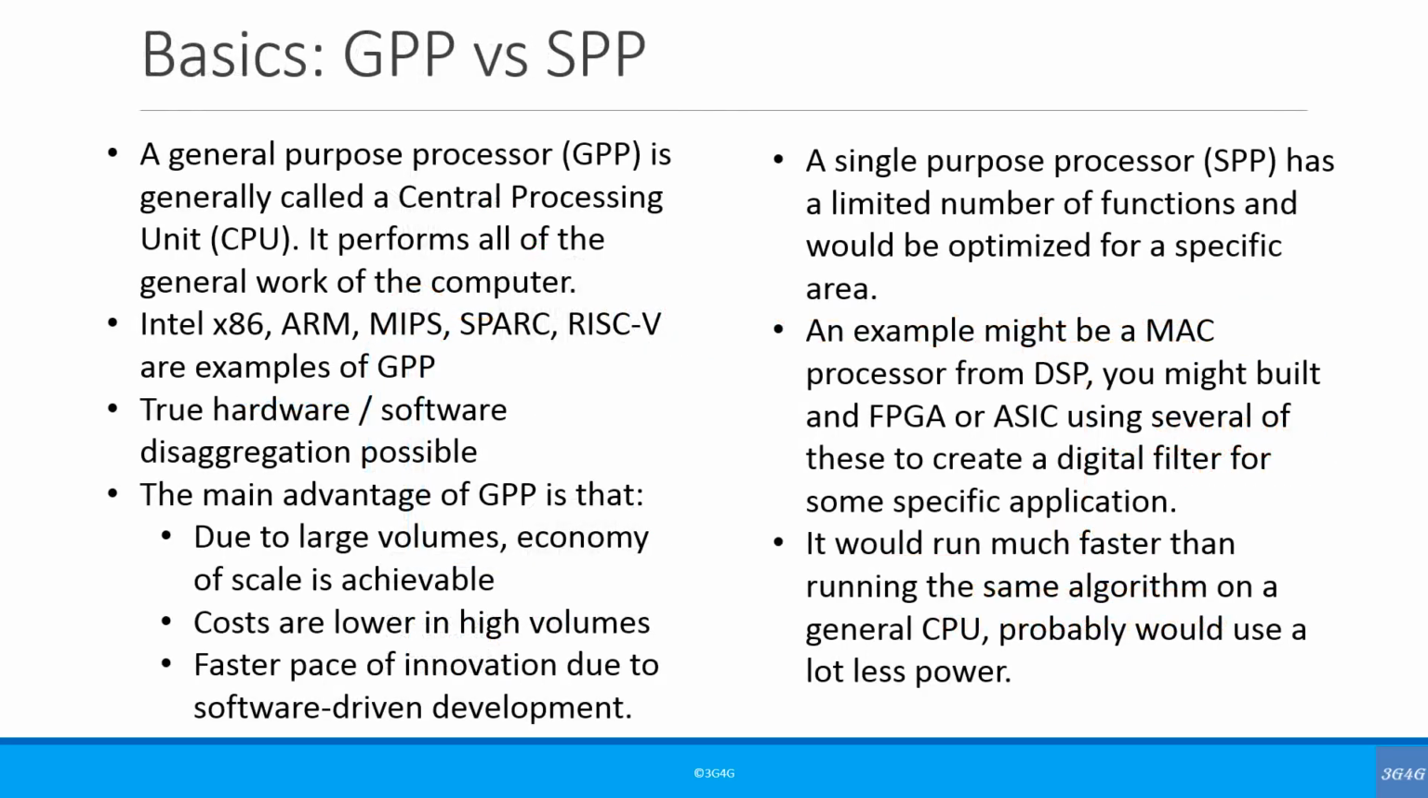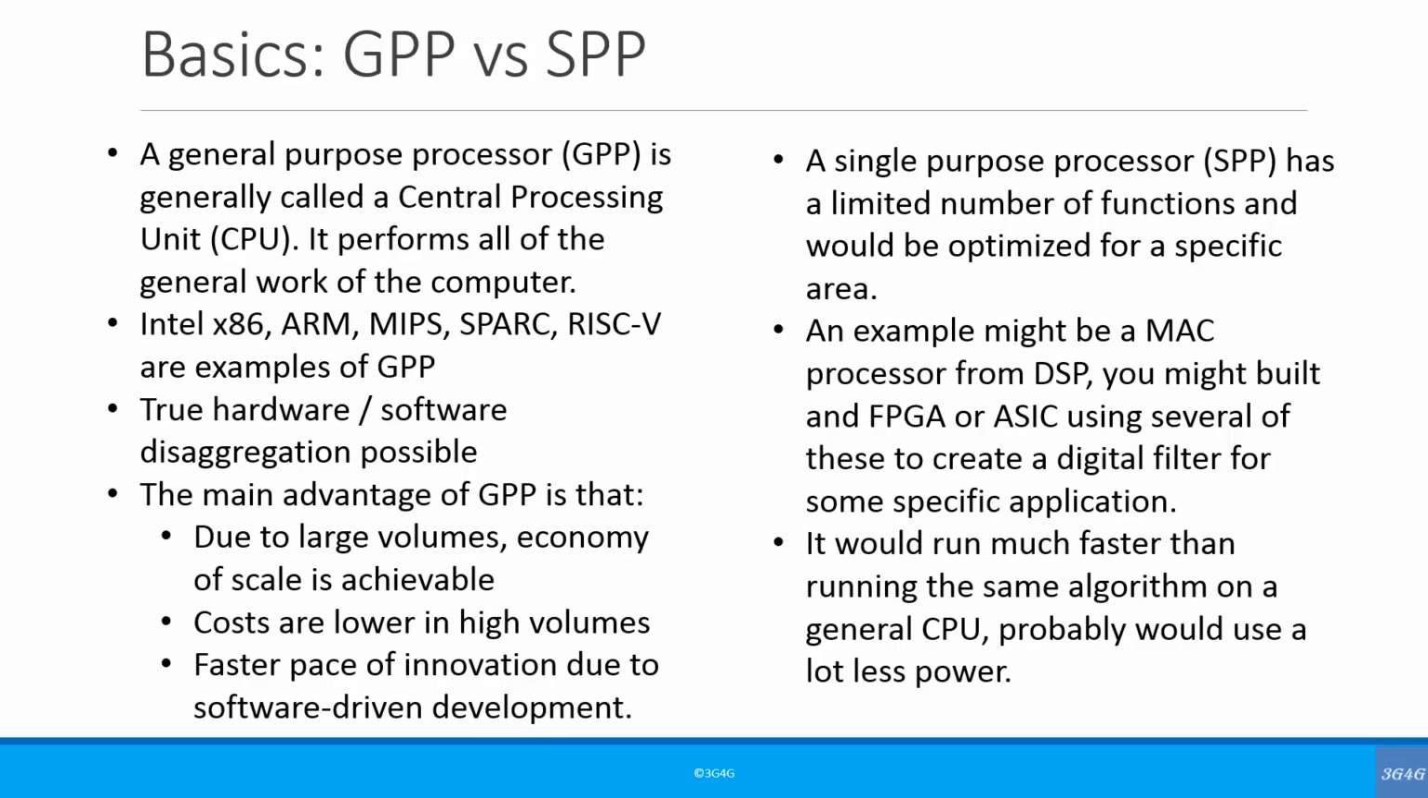A quick explanation of the difference between general purpose processor GPP and single purpose processor SPP. Sometimes I have seen the S represent special rather than single, so it becomes a special purpose processor. GPP is basically the CPU, and the most popular example is Intel's x86. It allows true hardware software disaggregation, and a generic architecture allows economy of scale, low cost and faster innovation.